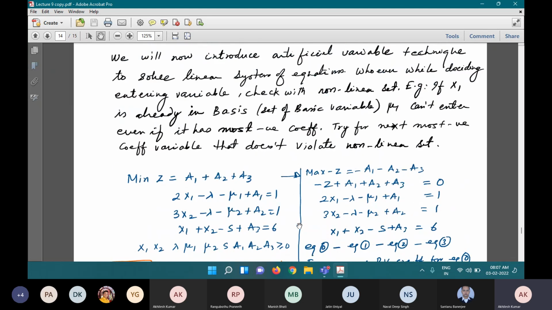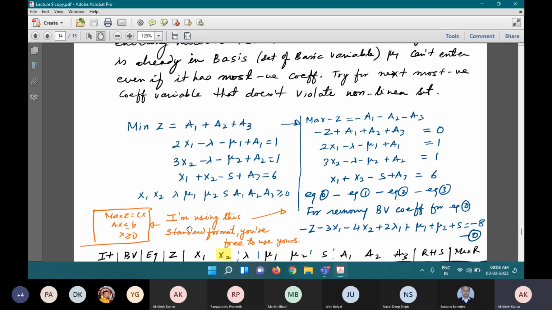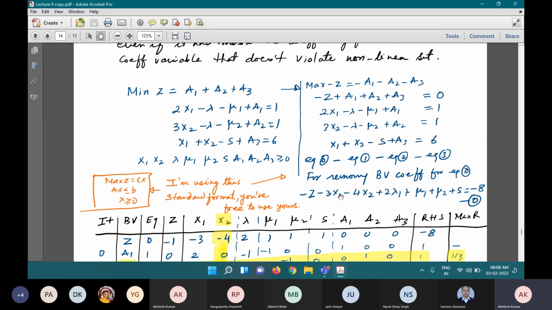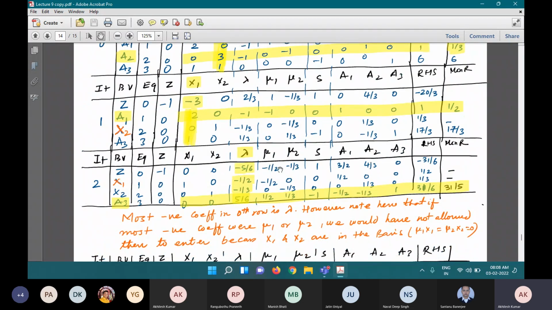Once that is set, you will add a1, a2, a3 in the equations and start solving. Again, when I'm solving using simplex, I have used this standard notation: maximize g equals cx, Ax less than or equal to b, x greater than or equal to 0. Then I need to solve it like this. If you use any other standard form of simplex, you are free to use it. I'm not stopping you.